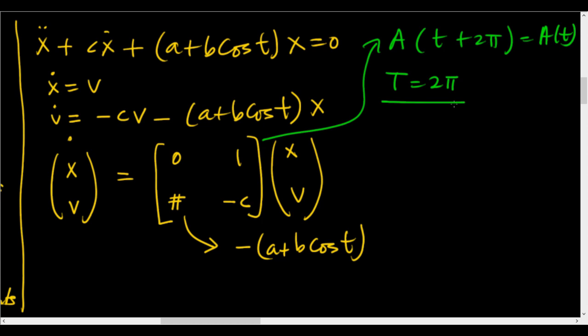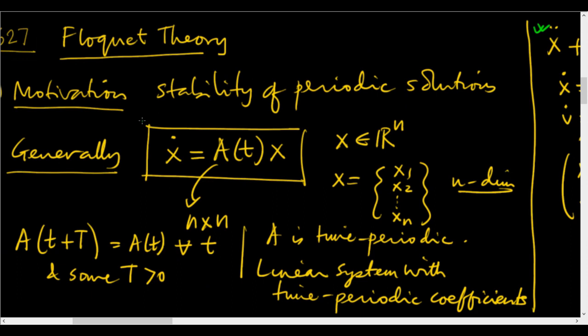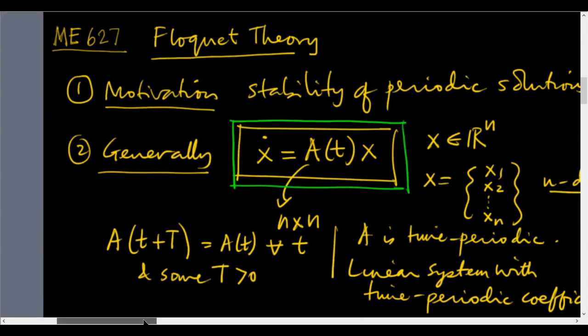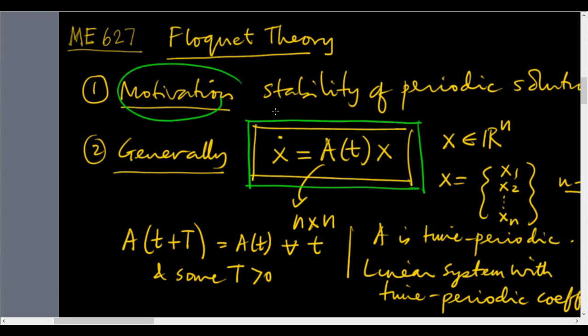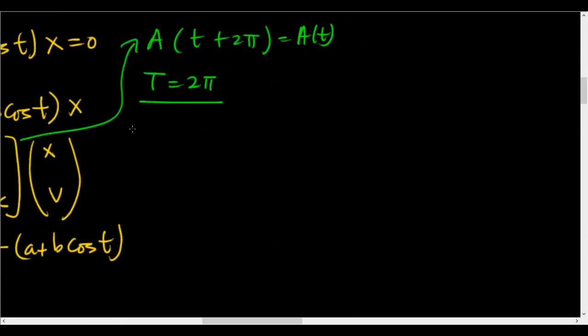Okay, so this one is a special case of the system we are interested in, which is this one. Let me show you how that arises from stability of periodic solutions, or a stability analysis of periodic solutions. So let us say that q dot is equal to f of q. So this is an autonomous example.